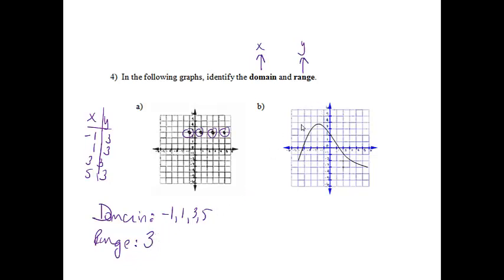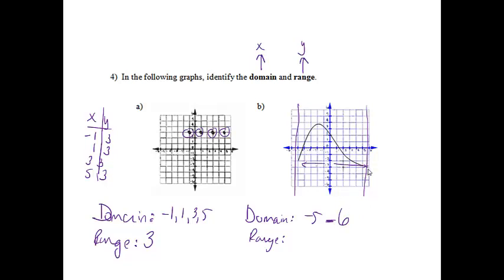Okay, for B, this is going to be a little bit different. This one, I'm just going to go ahead and write domain and range. And if you have your hands, hopefully you're using your hands. Remember, domain is going in my x direction, so if I would be spreading my hands out from the left to the right, the way over to the left, it looks like negative 5. And then I'm going to put a dash because it goes through. Going to the right, how far does it go to the right? It looks like it goes 6 to the right, so that would be my domain.